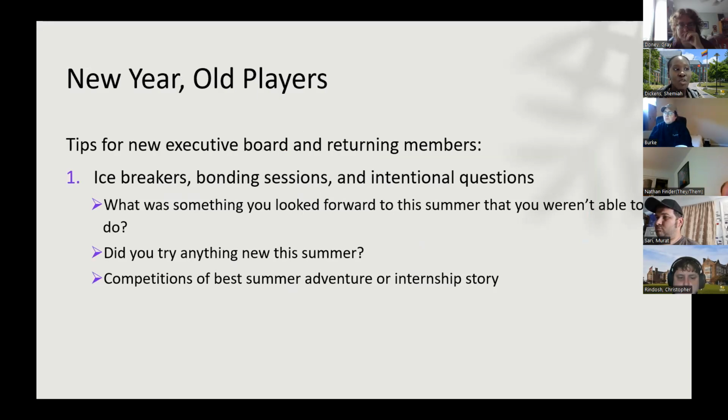So new year, old players. Sorry to tell y'all are all the old players, right? You've been a part of these student organizations already, maybe for one semester, maybe for more than one. But this slide is really going to be for our new executive board members and our returning members, right? So when we're talking about ways to use the relational model of leadership to push revitalizing it for the new year, icebreakers are going to be your best friend.